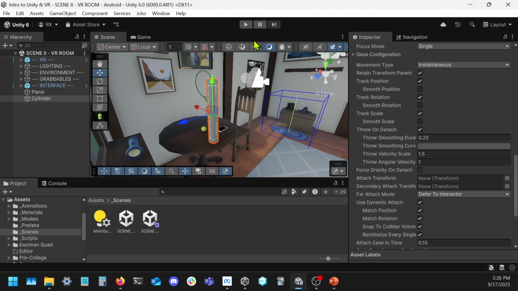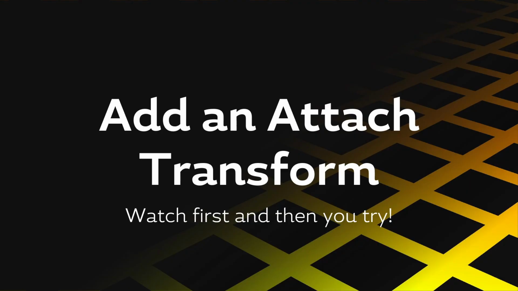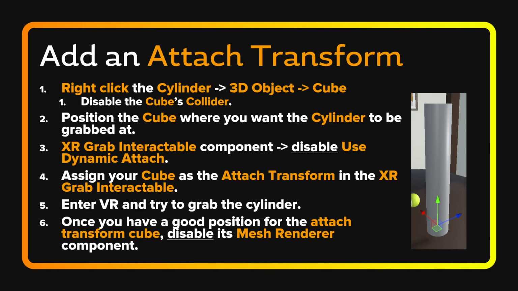This is something called an attach transform. And this is a very useful feature that lets you specify a point that you want to attach your object to when you grab it. So we're going to add an attach transform to our cylinder. And what we're going to do is make a new game object and set it as the point that we want to grab it at.